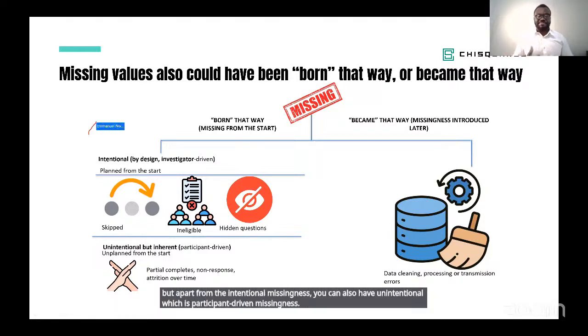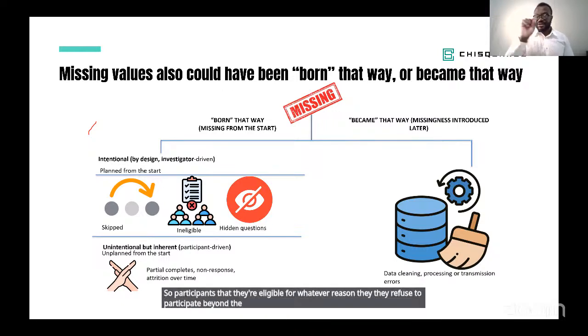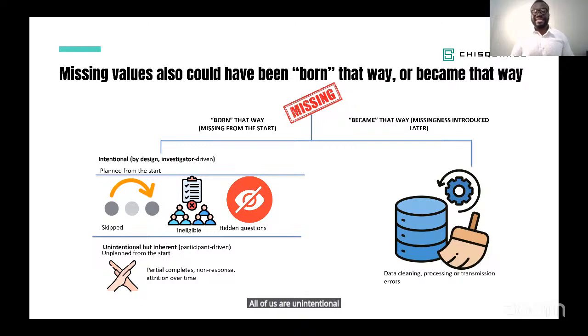So participants, they're eligible, but for whatever reason, they refuse to participate beyond a point, or they come to that question and they skip the question of their own, even though they were supposed to answer it. Or in longitudinal studies where we have attrition over time, all of these are unintentional, but inherent, and they're participant-driven. So in all of those cases, this is missingness that was born that way.